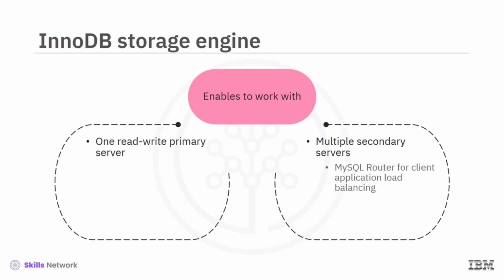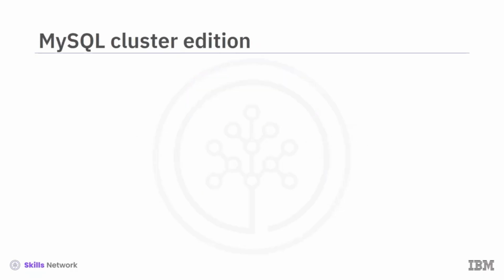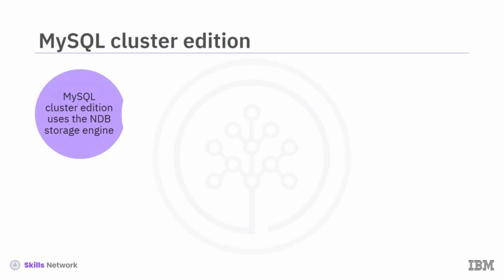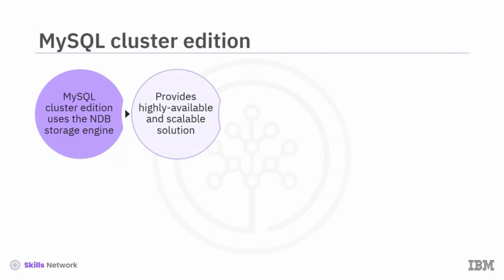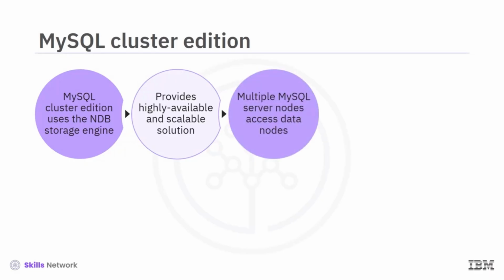You can then use MySQL Router to load balance client applications across the multiple server instances, and, in the event of unplanned downtime of any of the servers, MySQL Router will reconnect client applications to an available server. Alternatively, the MySQL Cluster Edition uses the NDB Storage Engine to provide a highly available and scalable solution. Multiple MySQL server nodes access a set of data nodes, usually stored in memory.